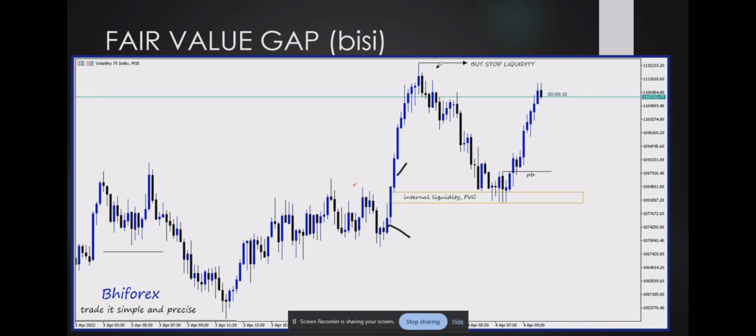Where will they go next? Of course, to this buy stop liquidity. So this confirms what I was saying. The price moves from internal liquidity to external, and from external back to internal, and it goes on and on and on like that. You can look at any charts of your choice and you'll be able to do the same thing. Now, that is all the explanation I have for fair value gap.